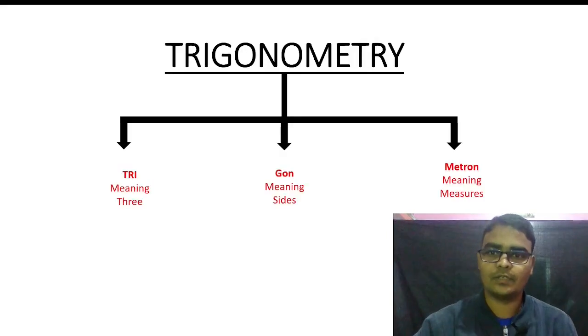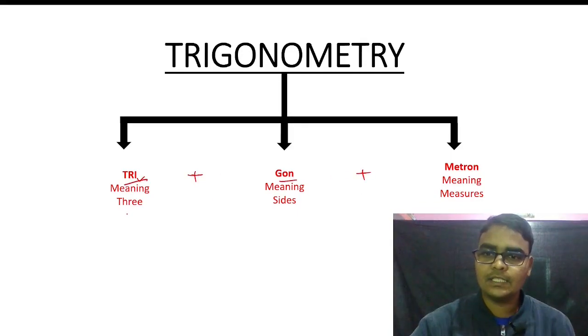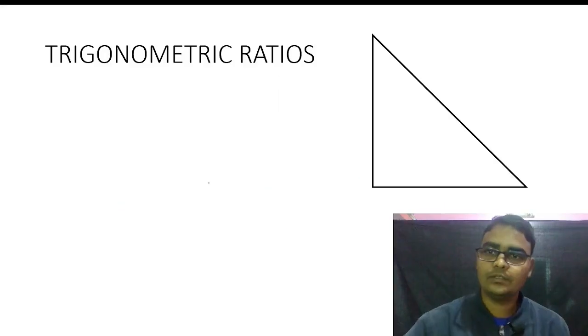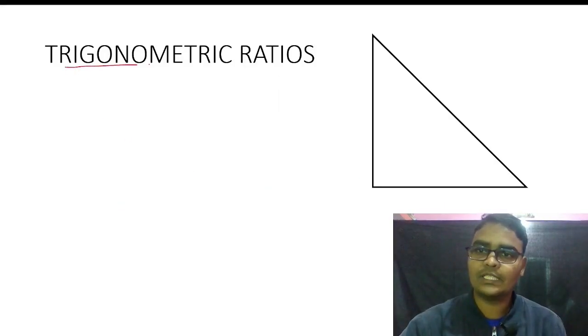What is trigonometry? Trigonometry is a word formed by three words: tri plus gon plus metron. Tri is 3, gon is side, and metron means measurement. It means we will learn the measurement of three sides in a triangle. Trigonometrical ratio. What is a trigonometrical ratio?